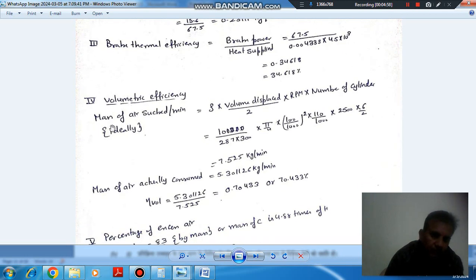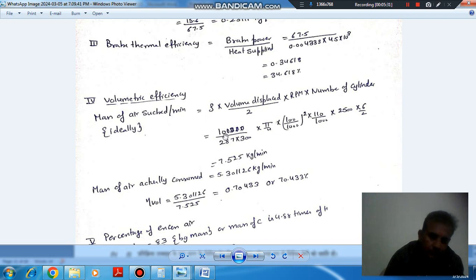So next is volumetric efficiency. Volumetric efficiency is mass of air sucked per minute. Ideally, mass of air sucked ideally is rho into volume displaced into RPM by 2. So that will be the mass sucked by one cylinder into number of cylinders. So that is the mass of air sucked per minute ideally.